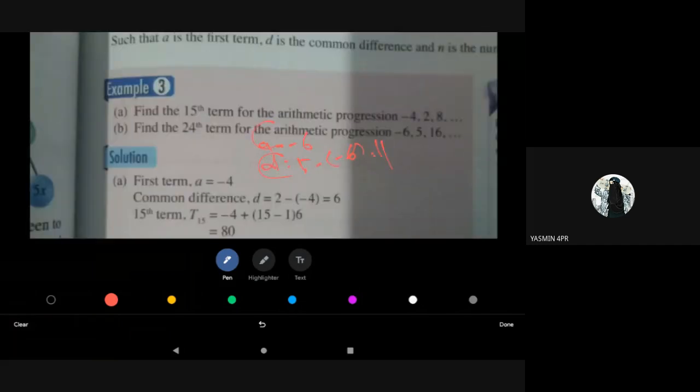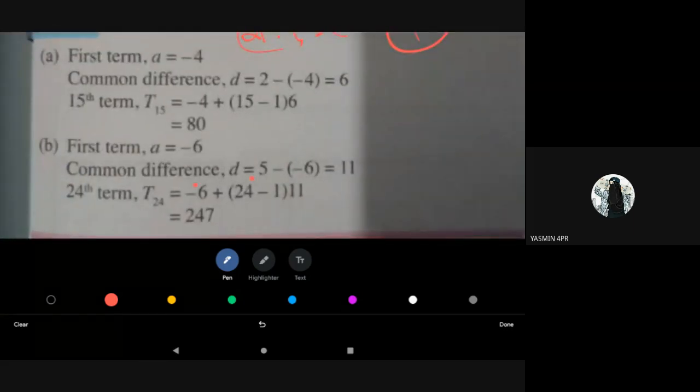The question asks me to find the 24th term. So our n is 24. Tn equals a plus n minus 1 d. Okay. A is negative 6, n is 24, minus 1, and d is 11. So we will get negative 6 plus 24 minus 1 times 11. So we will get 247. Okay, clear?